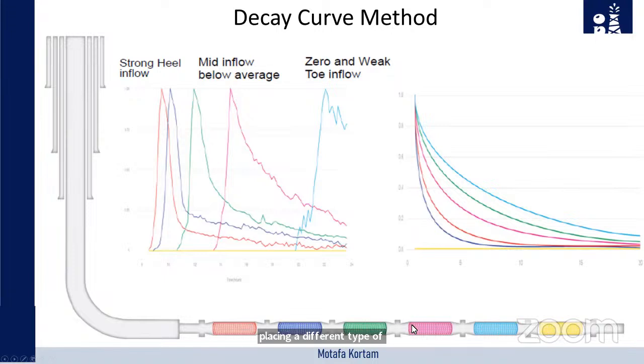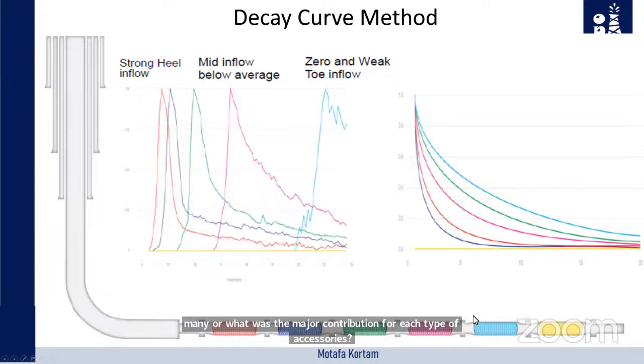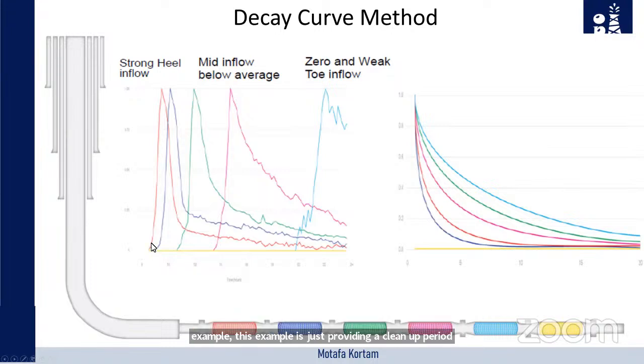Here, for example, we are distinguishing them by color, but of course, in real life, they are just different chemical types. By understanding the composition and the proportionality of each type, you will be able to understand, according to a particular hours or days scale, or whatever scale you are taking, what was the major contribution for each type of tracer. For example, this example is just showing a clean up period, to see which one is reacting or getting clean up fluid faster.